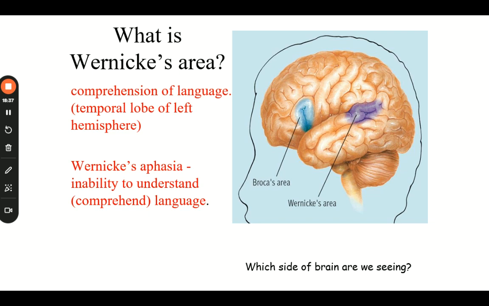If you get a stroke or a tumor and it damages your Wernicke's area, you will not be able to read. You will not be able to understand what I'm saying to you. So if you get a stroke on your Wernicke's area and I'm trying to talk to you, I might sound like this. You won't be able to understand what I'm saying. You have what's called Wernicke's aphasia. If you get a stroke on your left side of your brain and you damage your Wernicke's area, you will have Wernicke's aphasia. You will not be able to understand what people are telling you, talking to you, and you won't be able to read either.